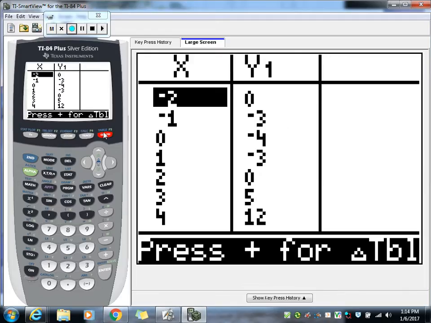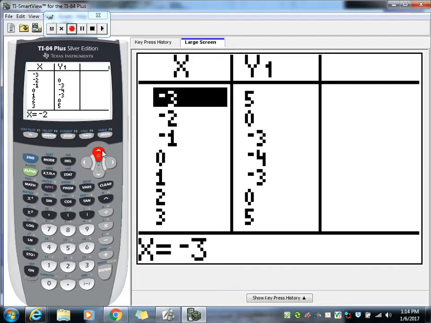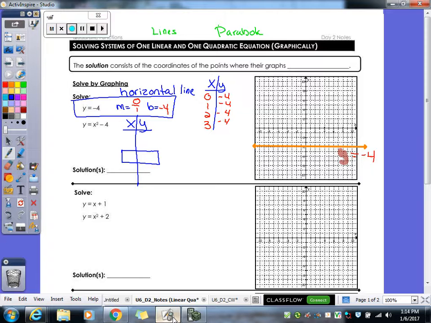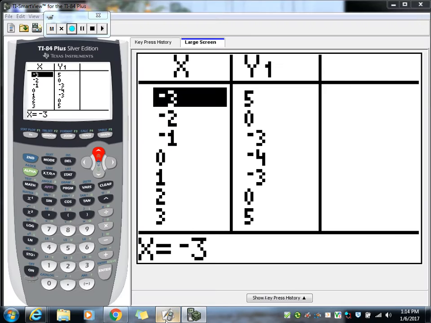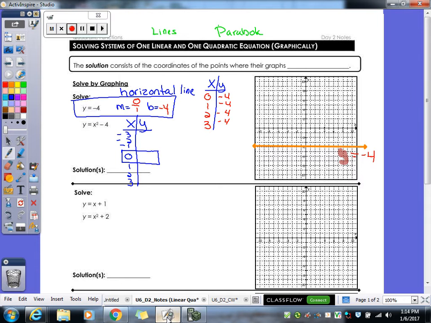Put it in. In table, find our pattern. There it is. From negative 3 to positive 3. So negative 3, negative 2, negative 1, 0, 1, 2, and 3. 5, 0, negative 3, negative 4. Then you're going to just repeat yourself going backwards. Negative 3, 0, 5.